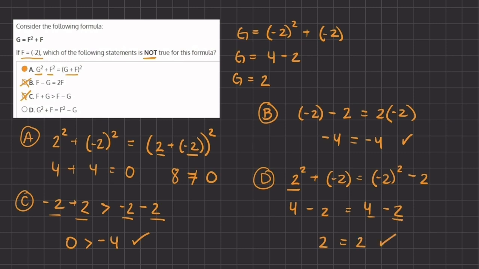So this statement is also true, and therefore D is not going to be the correct answer because we are looking for the non-true statement. And therefore A will remain our final answer.